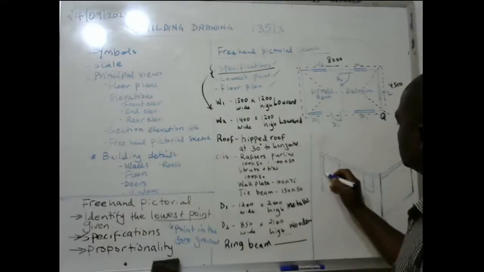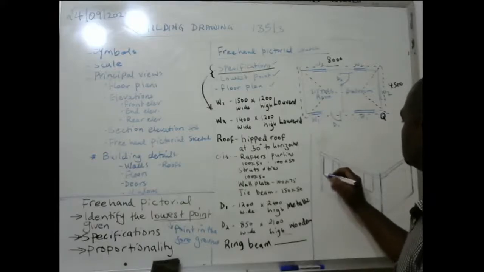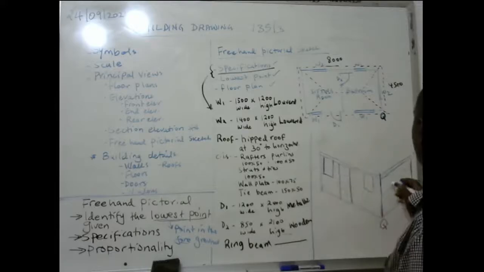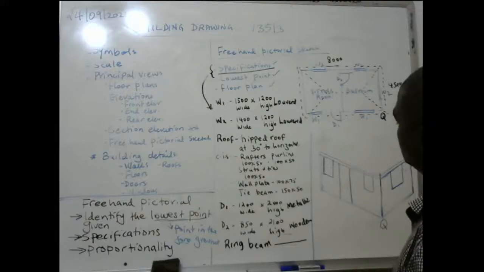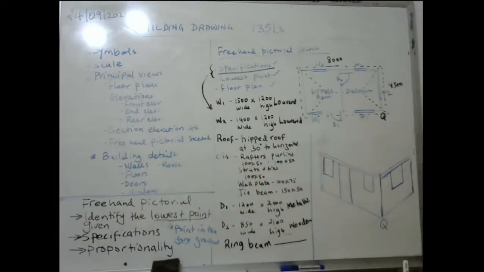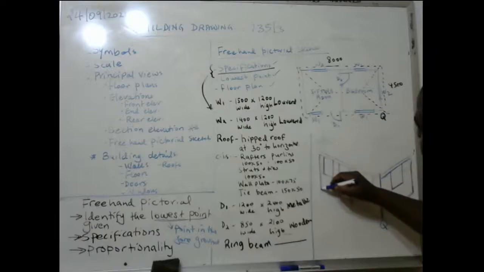And also here there is a what? Another window. We position the windows there and the doors there. Then we also have another window in the sides here. We also have another window in the sides.